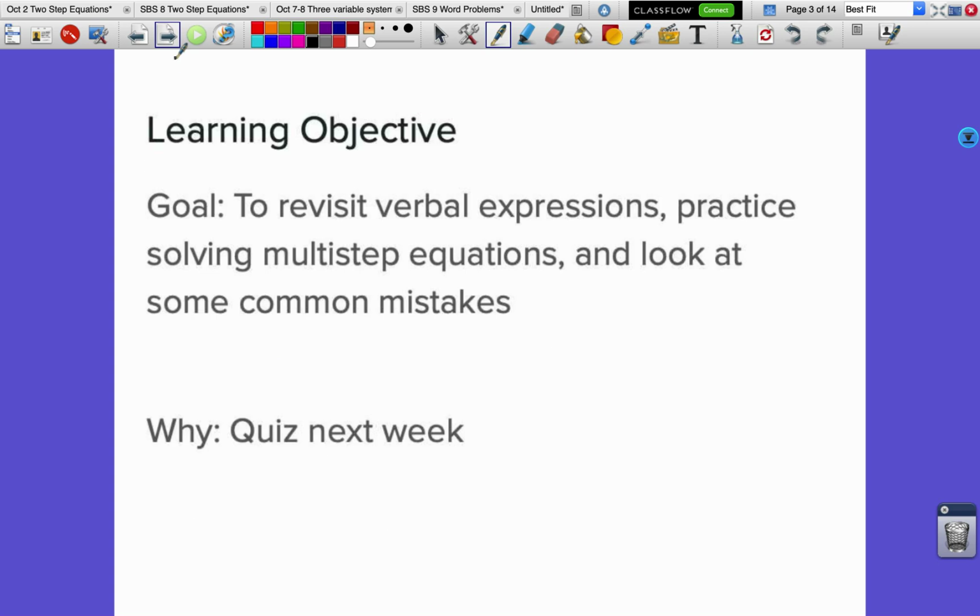Our objective for today is to revisit verbal expressions, practice solving multi-step equations, and look at some common mistakes. Why are we doing this? We're going to have a quiz on multi-step equations next week.